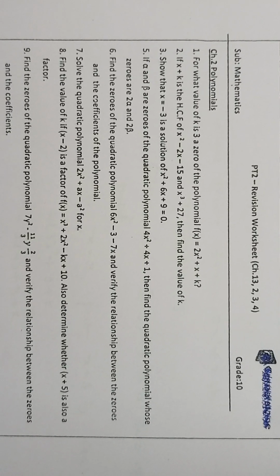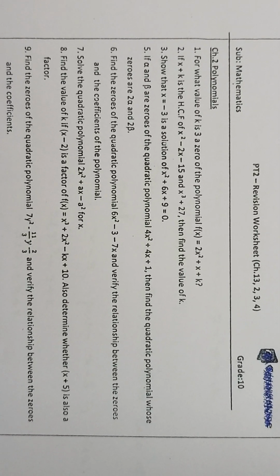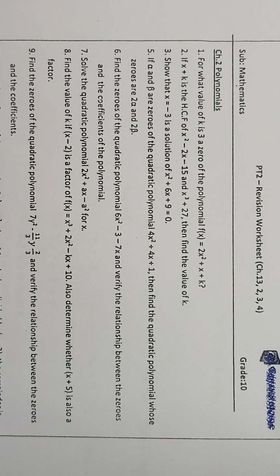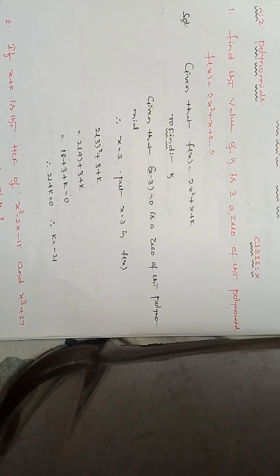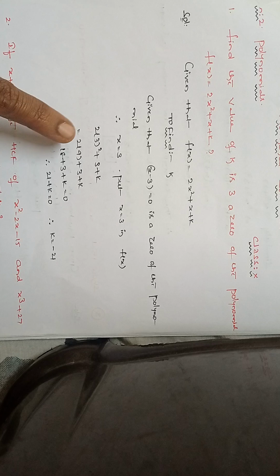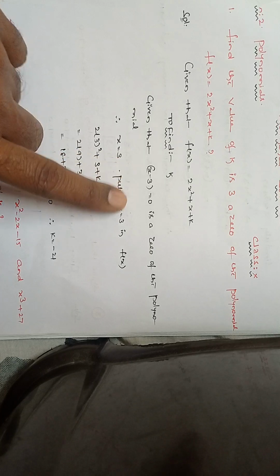First one: for what value of k is 3 a zero of the polynomial f of x equal to x square plus x plus k? So find the value of k. First start with what is given in the question. Given that f of x equal to x square plus x plus k, we need to find the value of k, and given that 3 is a zero of the polynomial, so we can write in this manner: x minus 3 equals 0 is a zero of the polynomial.